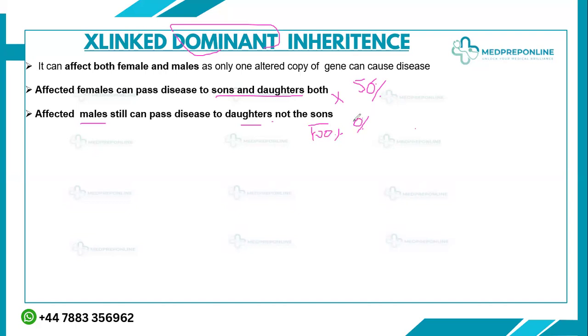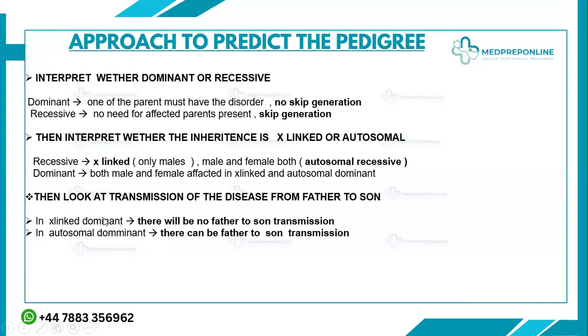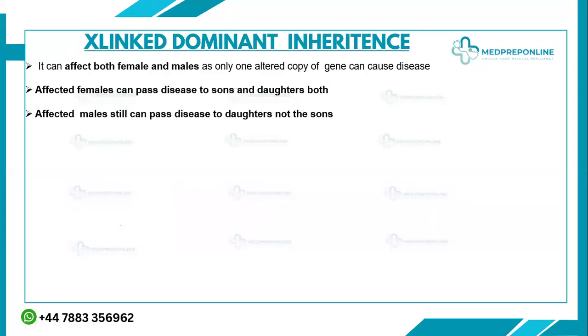Usually the risk of inheritance doesn't come for X-linked dominant inheritance in the FCPS exam. So we are going to jump towards the pedigree charting. Do you have any question related to the types of inheritance? Whatever we did, you can ask me, then we move on towards pedigree charting.